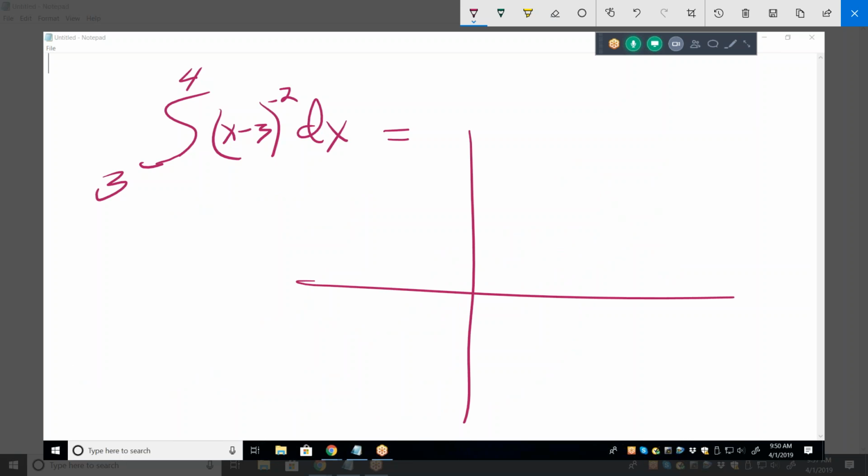It's a parabola whose vertex is right there, at 3. And it's a parabola that goes like this. Well, here's 4. This area is not infinite. No.